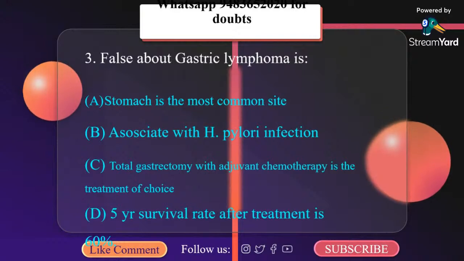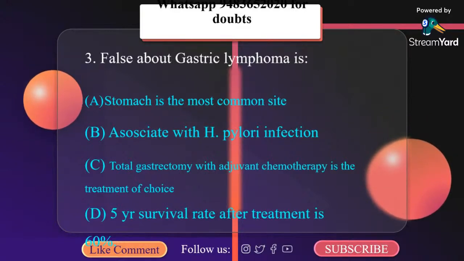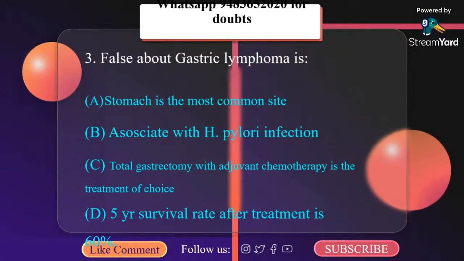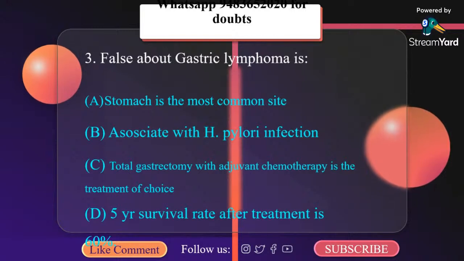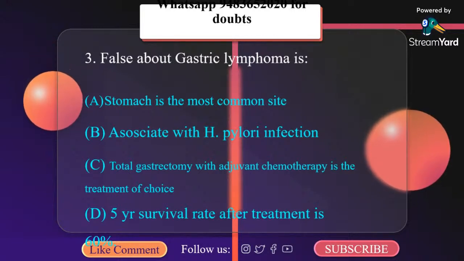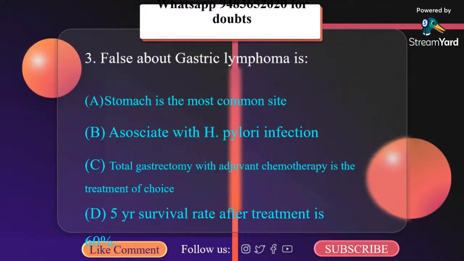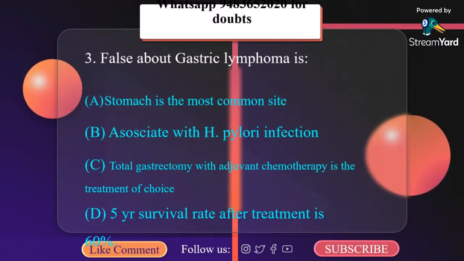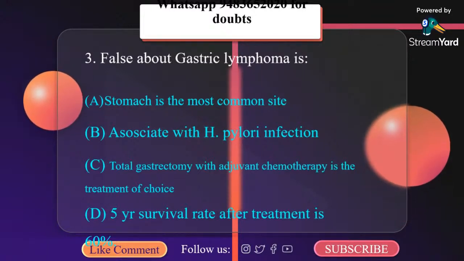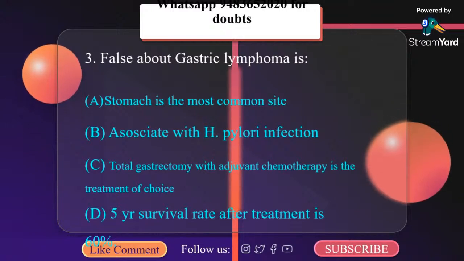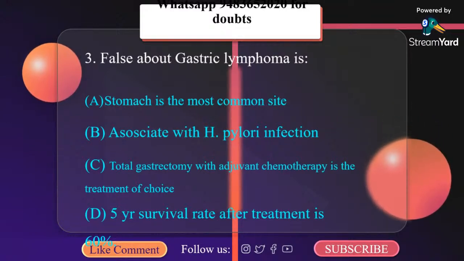False about gastric lymphoma is A. Stomach is the most common site. B. Associated with H. pylori infection. C. Total gastrectomy with adjuvant chemotherapy is treatment of choice. D. 5-year survival rate after treatment is 60%. Total gastrectomy with adjuvant chemotherapy is the treatment of choice. Stomach is the most common extranodal site of lymphoma.